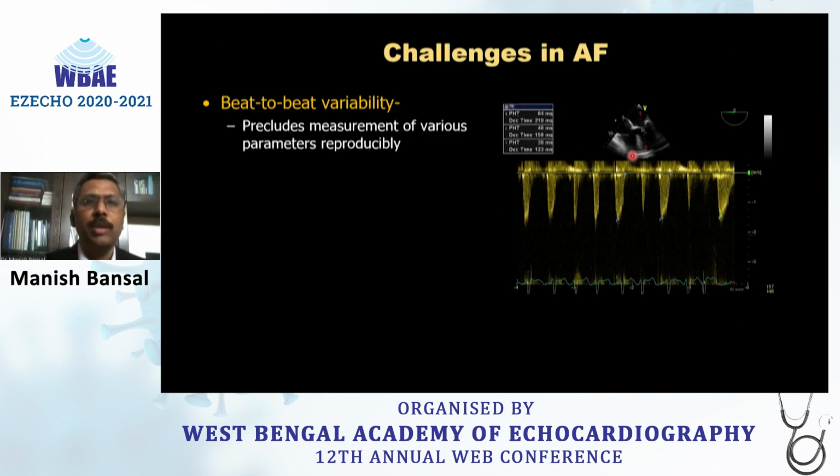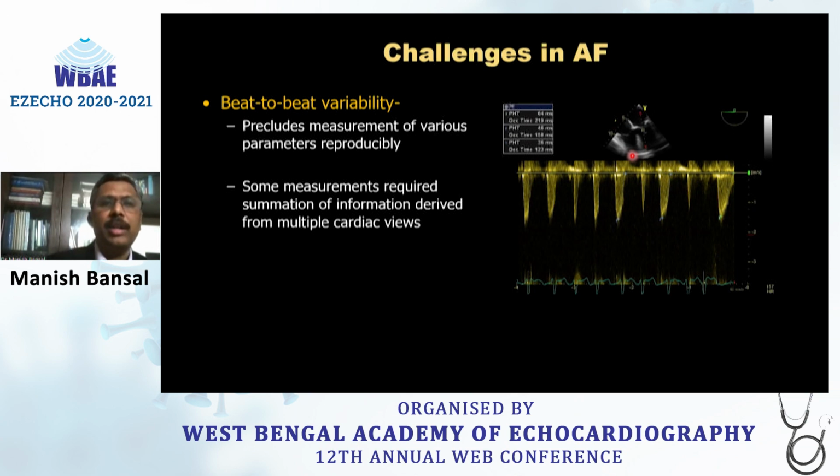Most important of them is significant beat-to-beat variability, which is universally there in the presence of AF. And because of this variability, it becomes very difficult to accurately and reproducibly measure any echo parameter. And the problem is even bigger for the parameters that require integration of information from different cardiac views like E over E prime or Simpson's method or GLS.